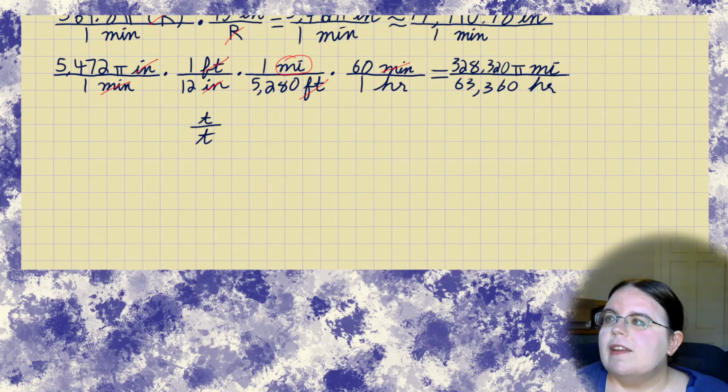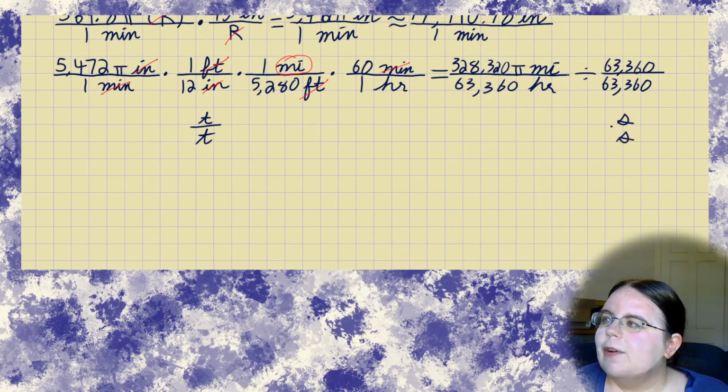So now I know at this speed, 63,360 hours would result in a trip of 328,320 times pi miles, but I'm not interested in keeping going that long. I just want to know about 1 hour. So divide out the unwanted scale factor. And again, we're just taking the same thing. I'm doing same over same, which is equal to 1. Dividing by 1 doesn't change the value.